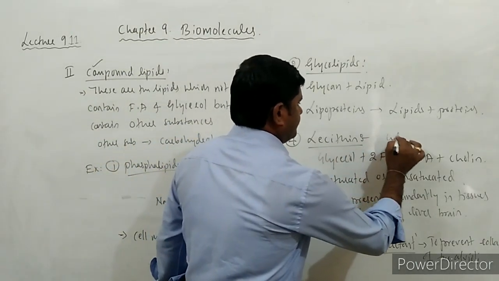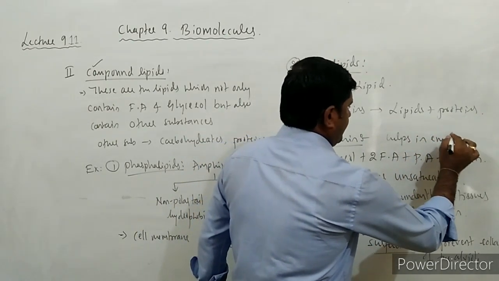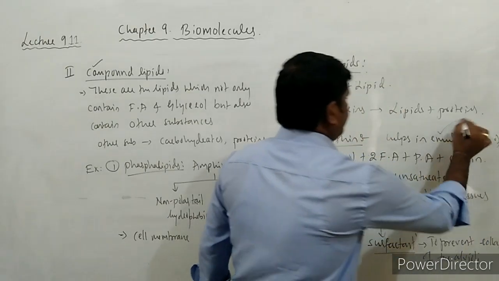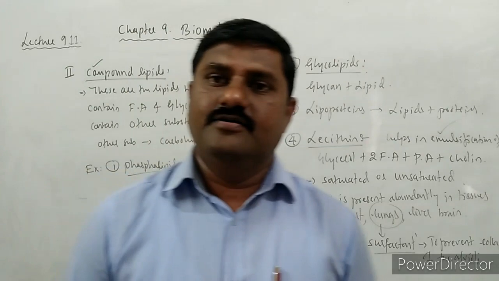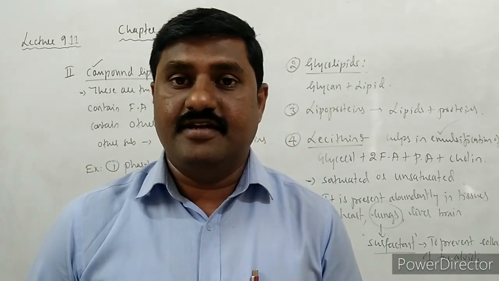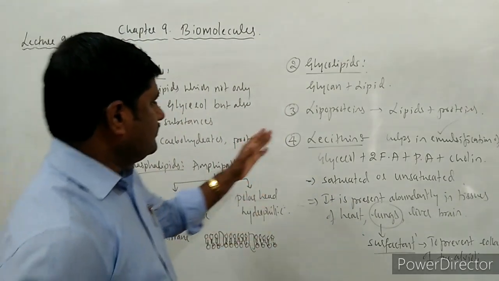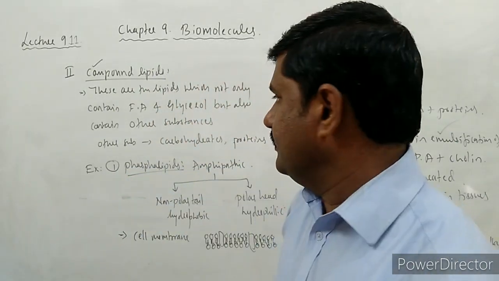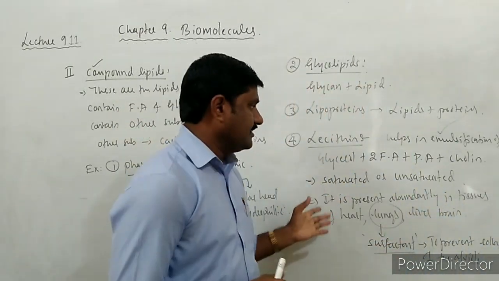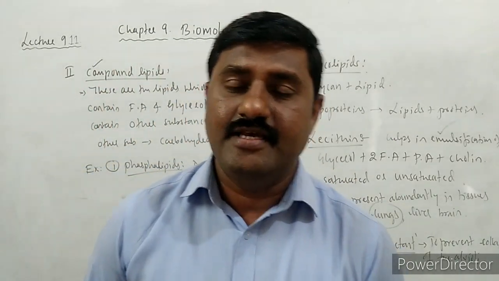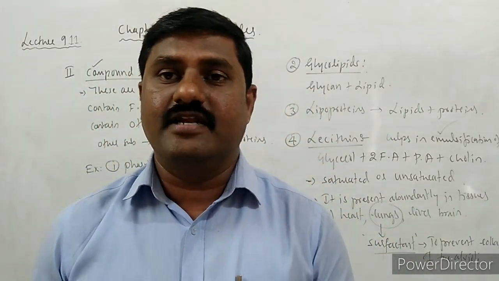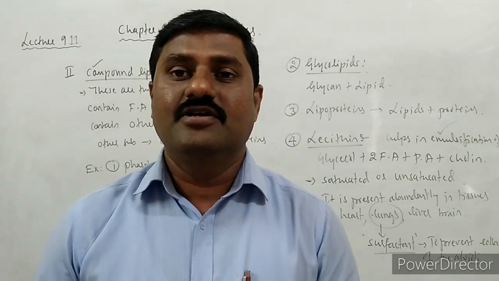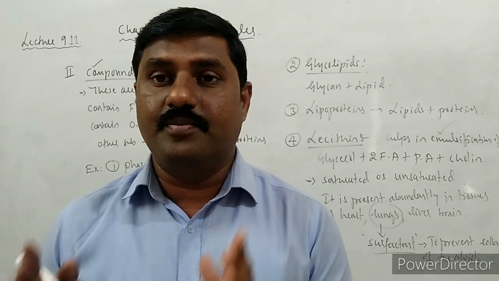Lecithin also helps in emulsification of fats. I will explain this emulsification of fats during digestion itself. So this is how lecithin is also one of the compound lipids, right? Phospholipids are there, glycolipids are there, and even the lipoproteins are there. All these are said to be compound lipids. These consist not only of fatty acids and glycerol, but also some other substances along with themselves, and they are very much useful for ourselves, right? So this is about the compound lipids.